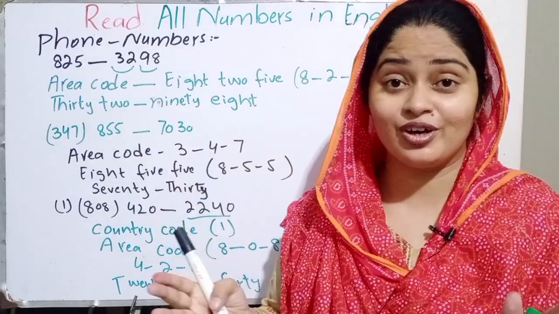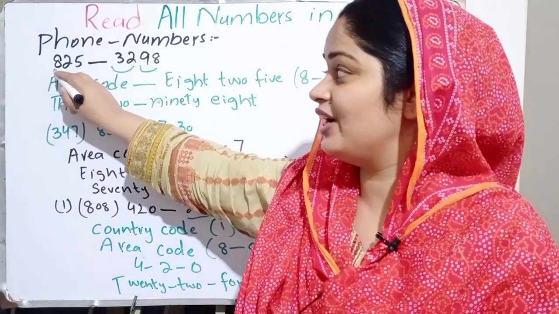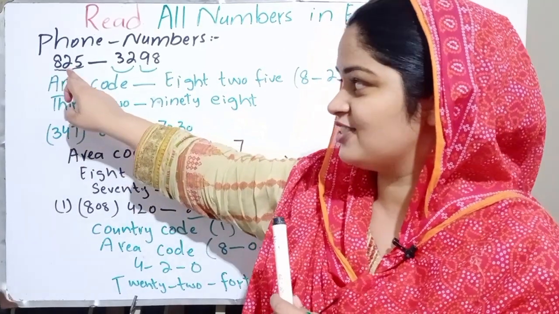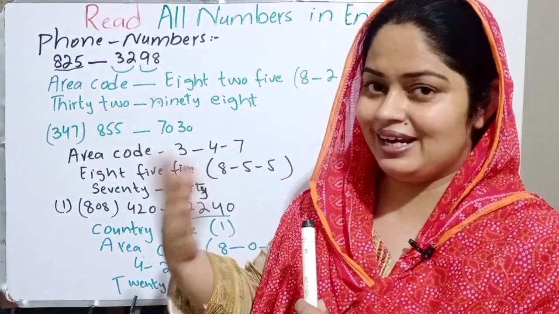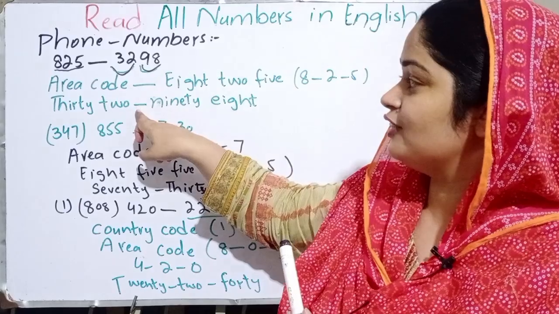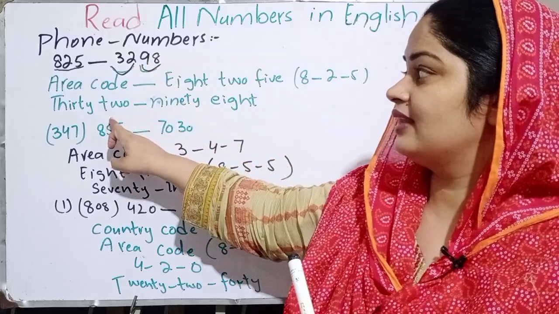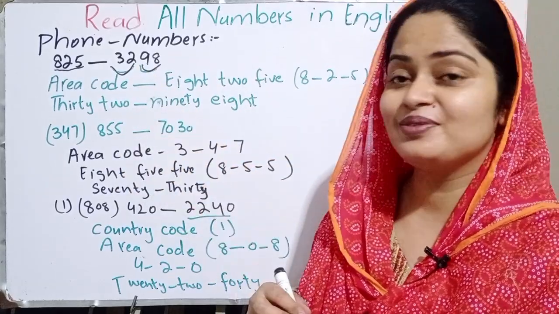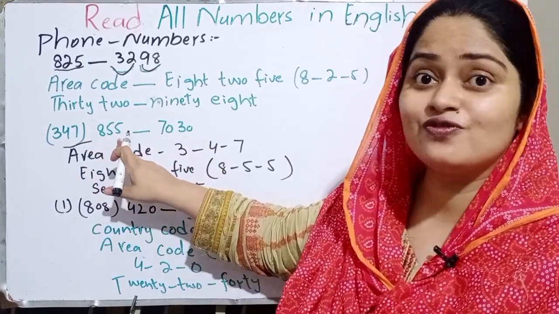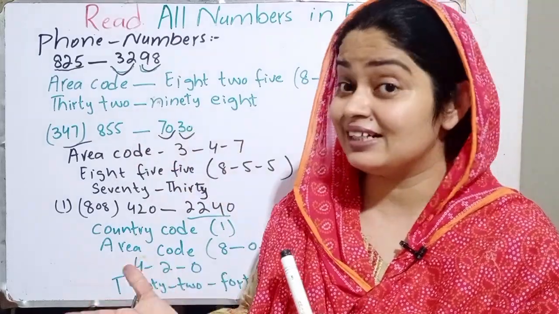How to read phone numbers? The most important thing is that when you read the area code, you read the digits separately. For example, 825 area code. For the next number, separate it like the years into two parts. For example, 3298. Next, area code 347, 855, then divide the rest into two parts, 70 30.